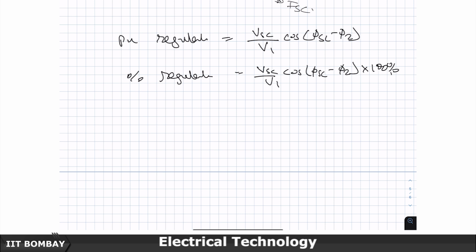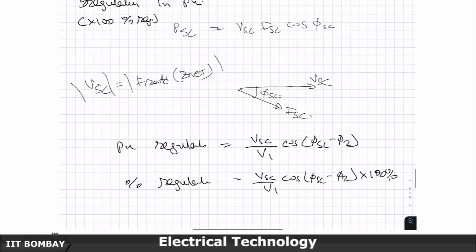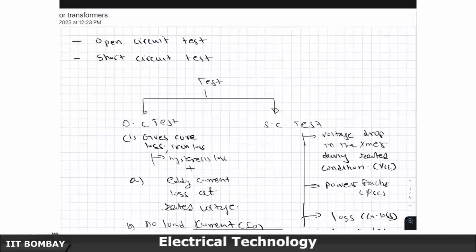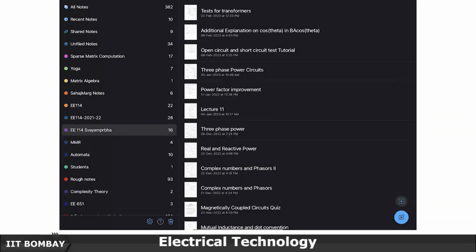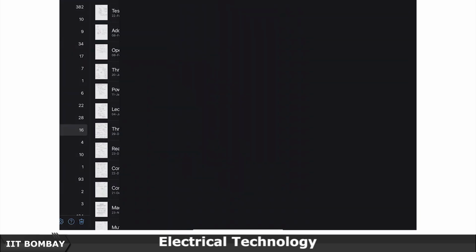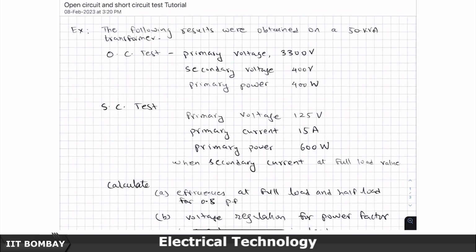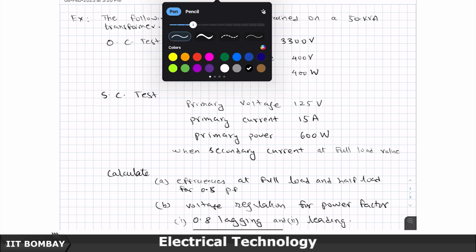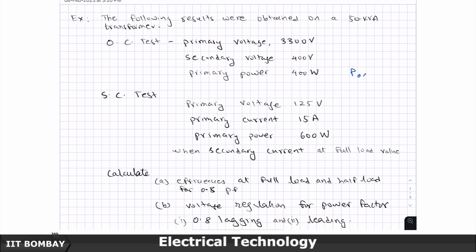So, these are the basic tools which we have got to evaluate the performance of the transformer. Let us take a problem and solve using that. Following tests were obtained on a 50 kVA transformer. Primary voltage is 3300 volts, secondary voltage is 400 volts, primary power is 400 watts. Let me do some annotations here itself. This is POC, this is V2, this is V1.